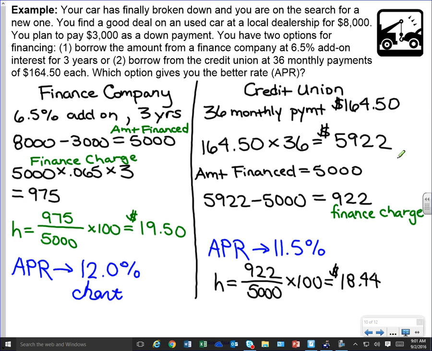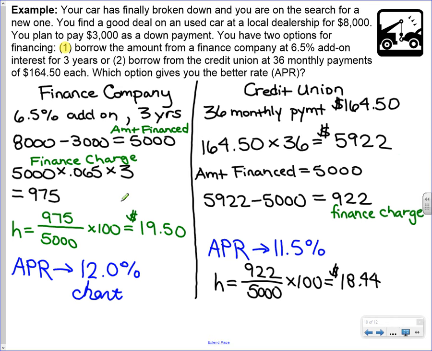So let's say your car has finally broken down, unfortunately, and you're on the search for a new one. You find a good deal on a used car at a local dealership for $8,000. You plan to pay $3,000 as a down payment, and you have two options for financing. One is to borrow the amount from a finance company at 6.5% add-on interest for 3 years, or borrow from the credit union at 36 payments of $164.50 each. Which option gives you the better rate?